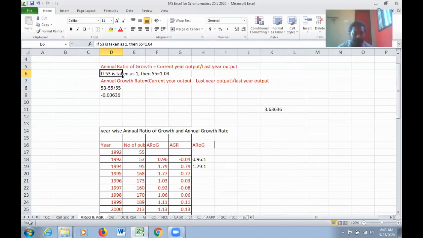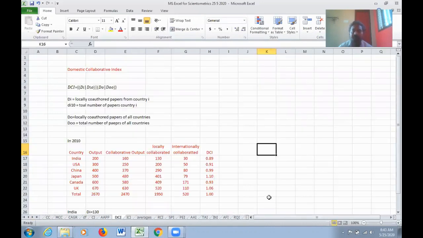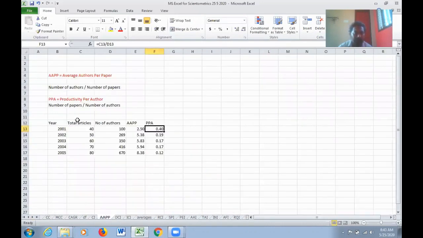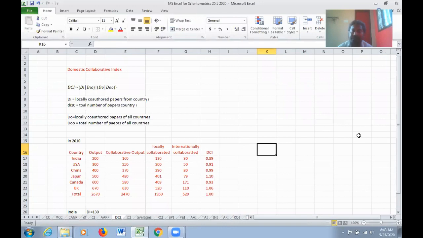Now let me go on to the remaining scientometric indicators. Let me start with this DCI. I think we have seen up to AAPP. Now we'll start the DCI. DCI stands for Domestic Collaboration Index.